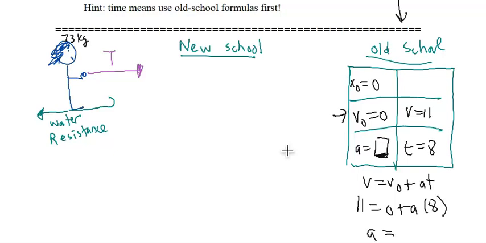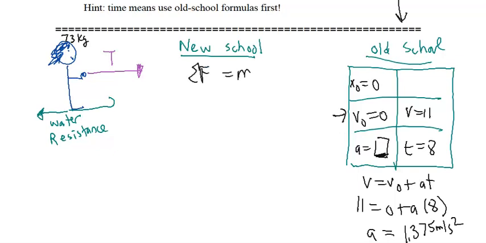And you get an acceleration of 11 divided by 8 is 1.375. And then again, we've got our secret passageway to new school, and the new school says the sum of the forces equals MA.